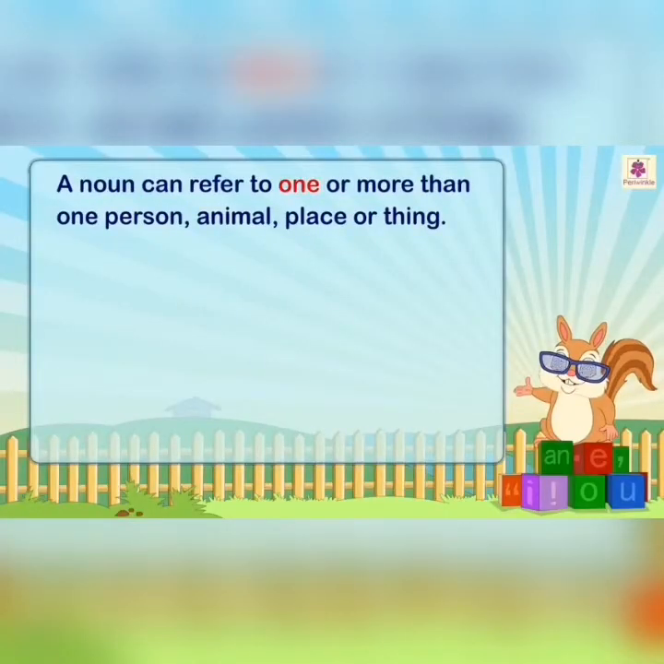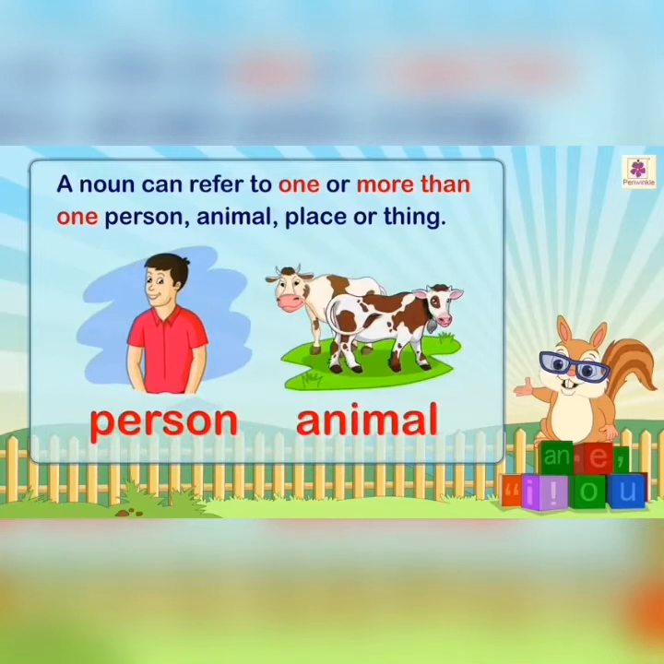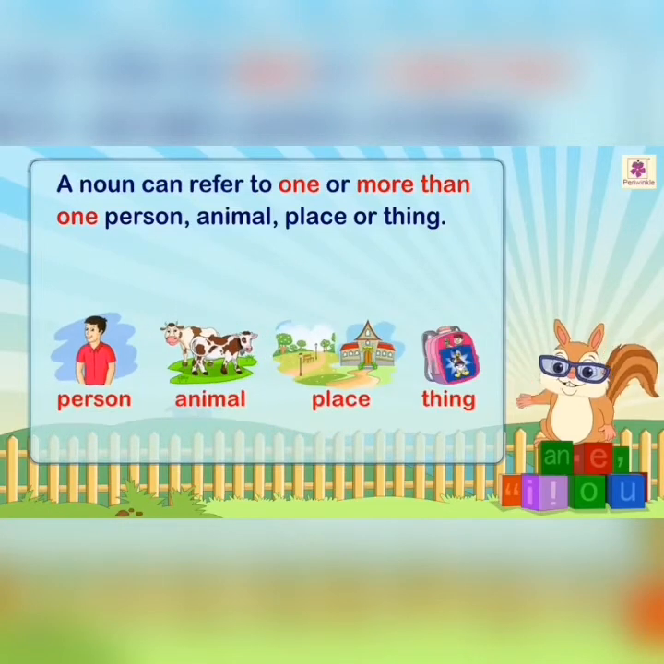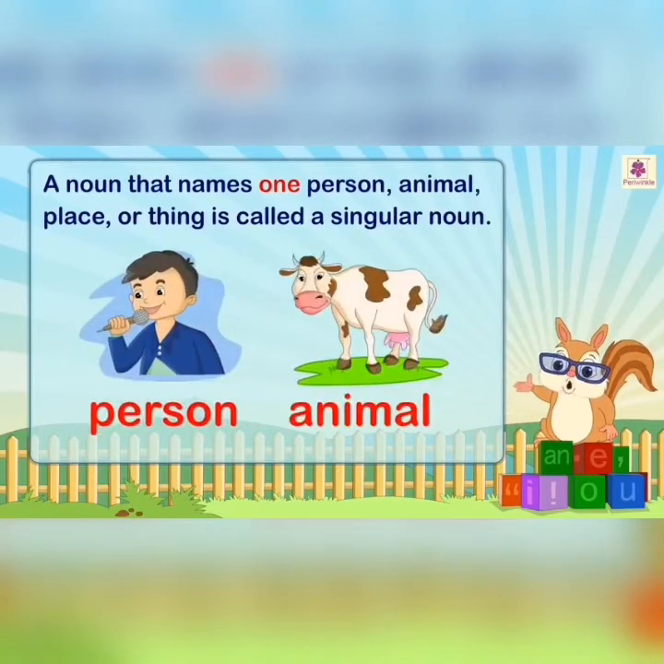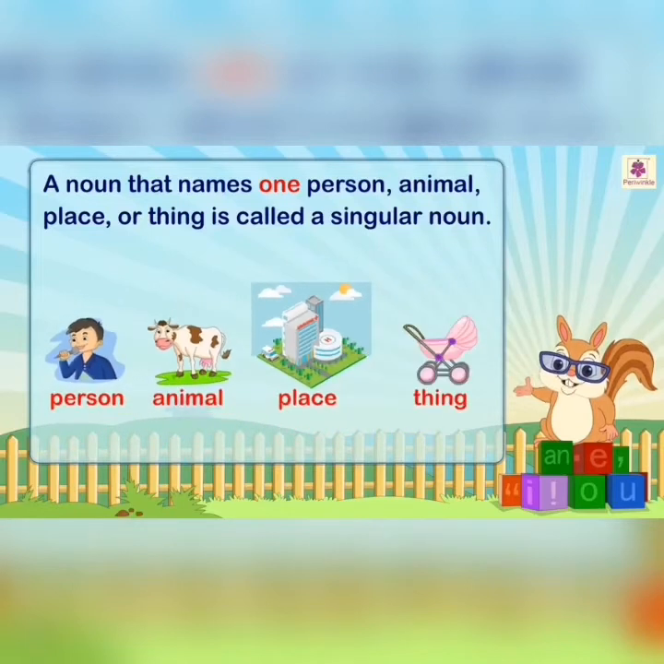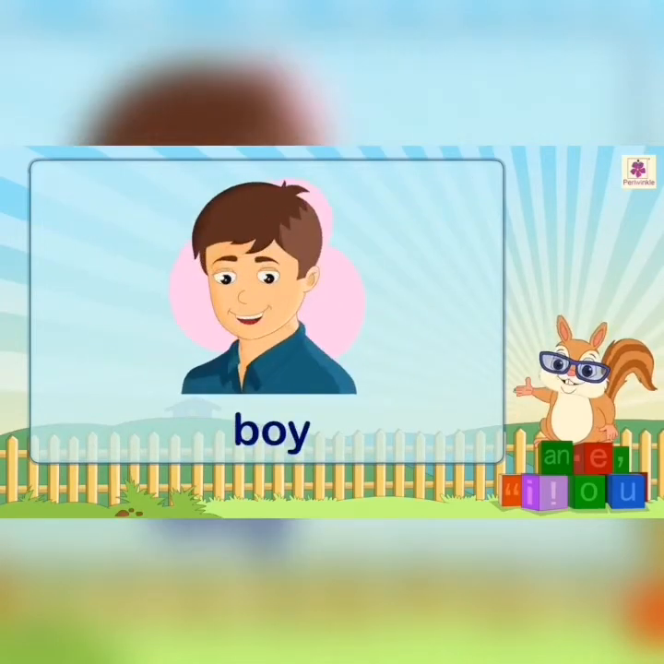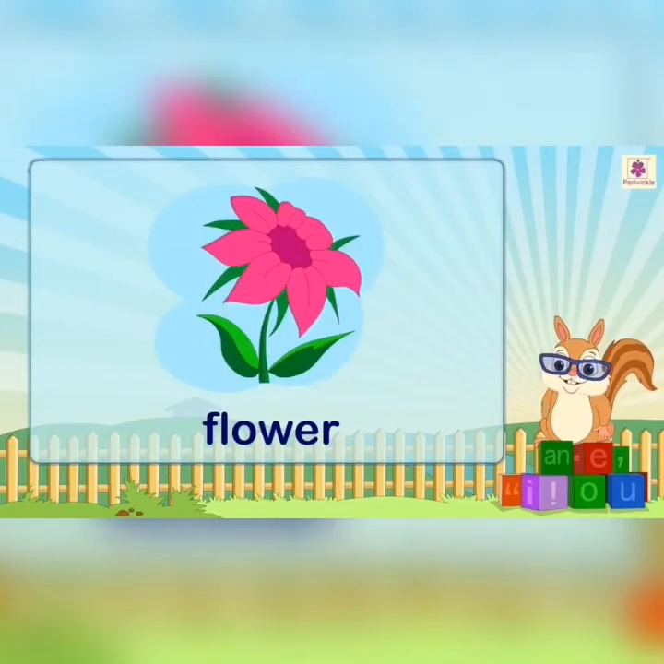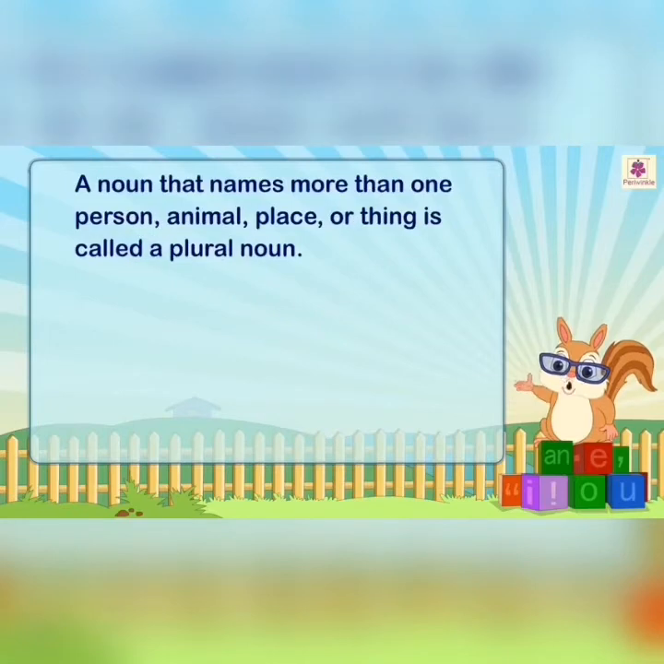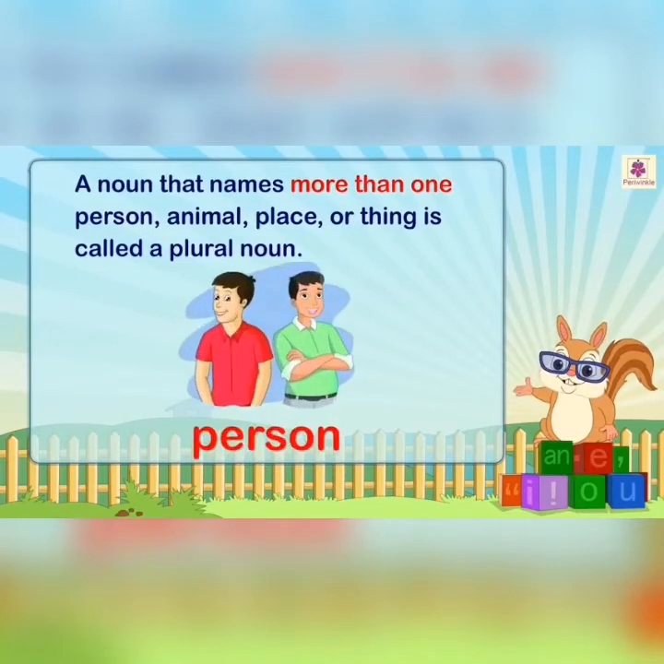So now, looking at nouns, they can refer to one or more than one person, animal, place, or thing. Okay? So when a noun names just one person or one place or thing, it is called a singular noun. But how about when a noun names more than one? We are going to come to that. You see examples of nouns that name just one thing as we look on.